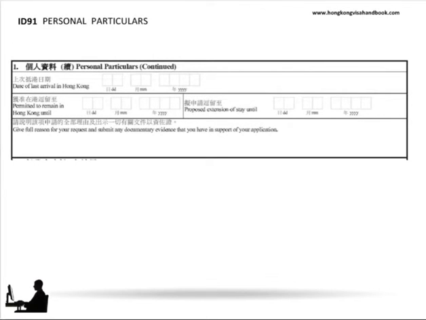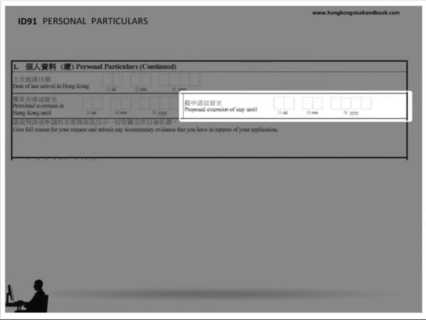The personal particulars section of page 2 of the ID91 form is also quite straightforward to complete, requiring only the provision of information which you can find inside your passport. In the section Proposed Extension of Stay Until, you should indicate the time frame you're seeking an extension to. If you do not have a specific future date in mind, for example your employment contract is for an indefinite term or you're applying for unconditional stay, you can simply write, at your discretion.